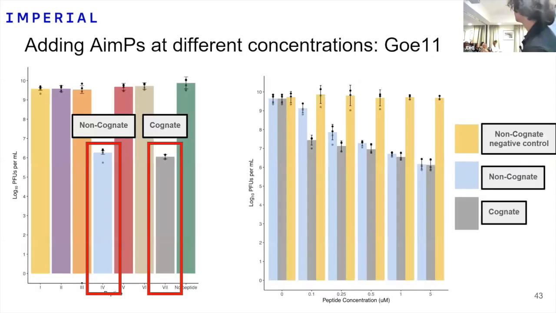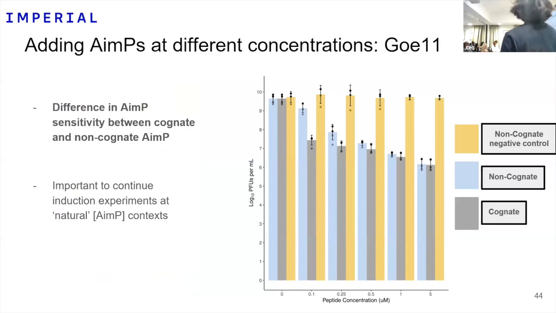And so I took GO11, the one that had the biggest phenotypic differences, and I repeated this induction experiment with the cognate, the non-cognate peptide that seemed to work, as well as a non-cognate negative control. And what we can see here is that starting at these concentrations, 0.1, 0.25 micromolar, there seemed to be a difference in sensitivity between the cognate and non-cognate AMP that worked.